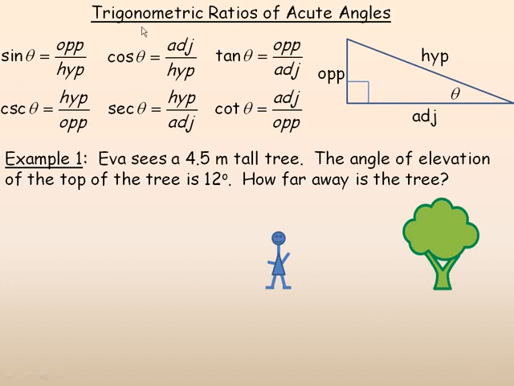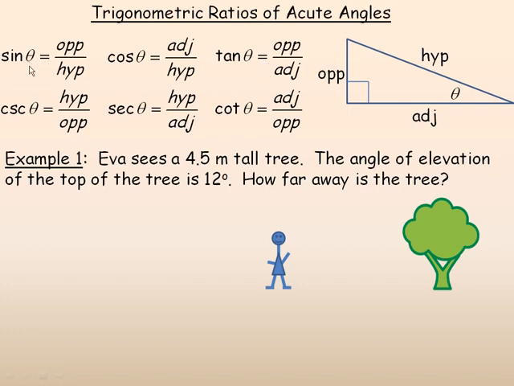This lesson will focus on trigonometric ratios of acute angles. All the triangles here will only have angles 90 degrees or less, and we'll show how to use those trig ratios to solve triangles. At the top of the page here are listed the 6 trig ratios.